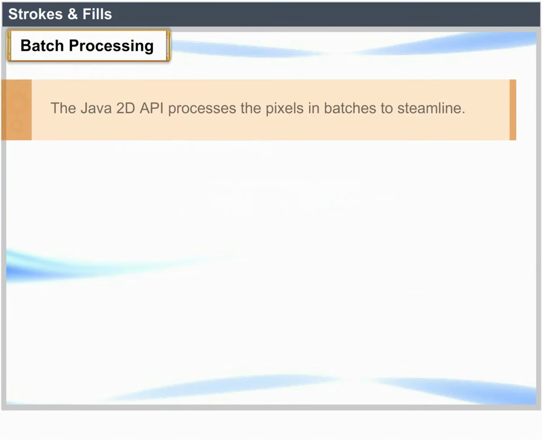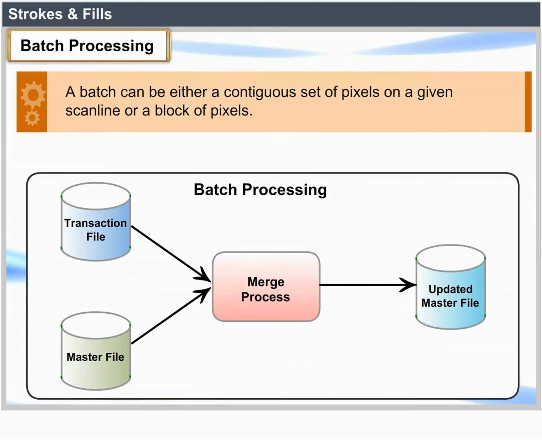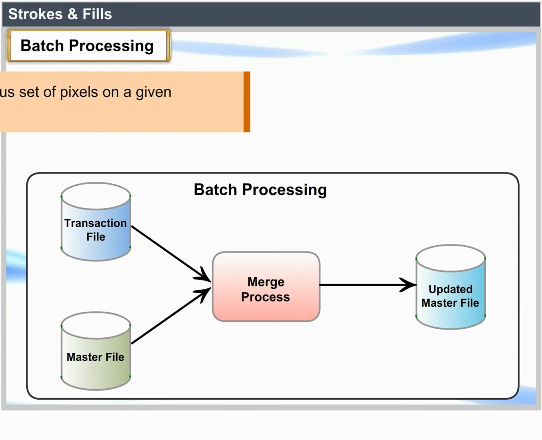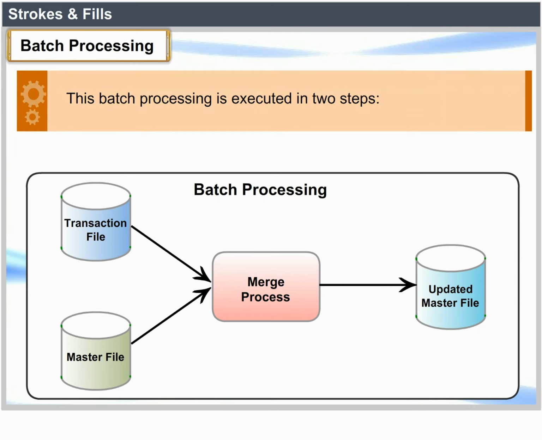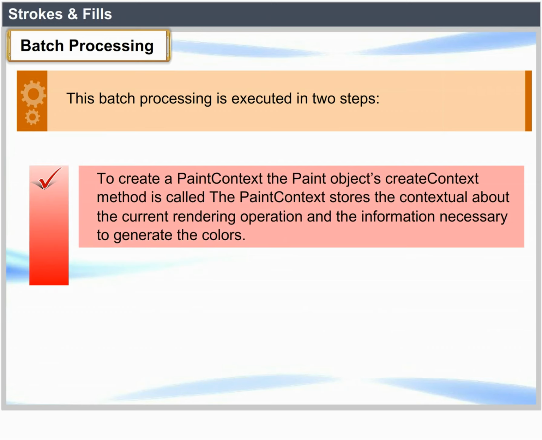Batch processing. The Java 2D API processes the pixels in batches to streamline. A batch can be either a contiguous set of pixels on a given scan line or a block of pixels. This batch processing is executed in two steps. To create a paint context, the paint object's createContext method is called. The paint context stores the contextual information about the current rendering operation and the information necessary to generate the colors.